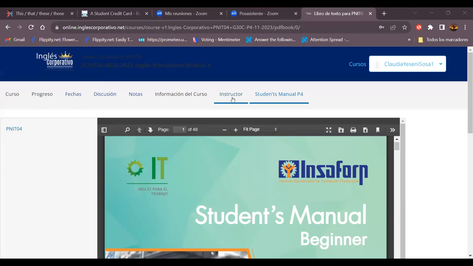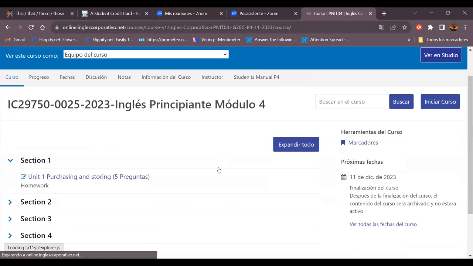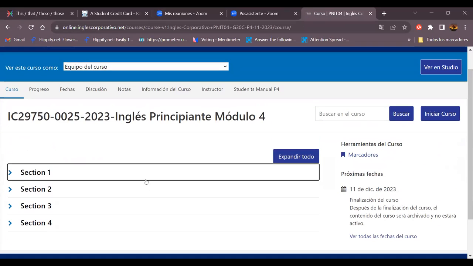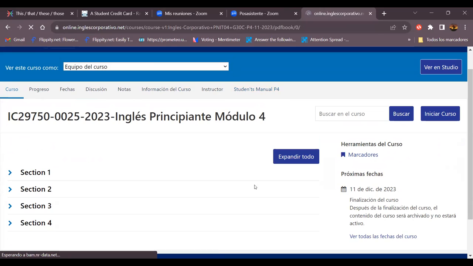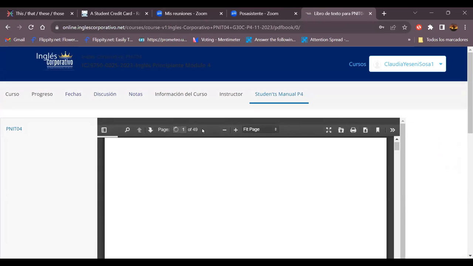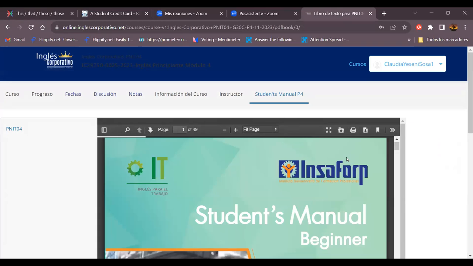Okay, here you have, for example, we are here, right? So you need to read these ones. And it says Student's Manual 4. You click on it. And then you have the book here. And you can download it. Aquí está, ¿ve? Download. Thank you, teacher. Okay. Thank you. Anytime.